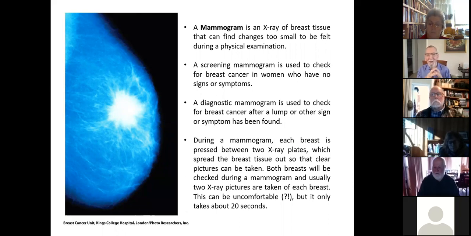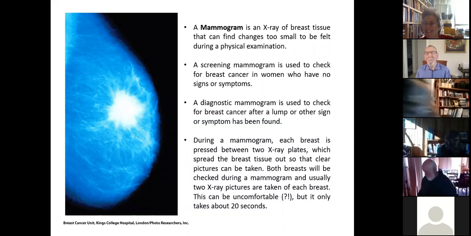I think the last line here, about the screening technique being uncomfortable but only taking about 20 seconds, was obviously written by a man. Anyway, we'll pass on. The idea that it can be uncomfortable is unnecessary, I think. Yes, absolutely.